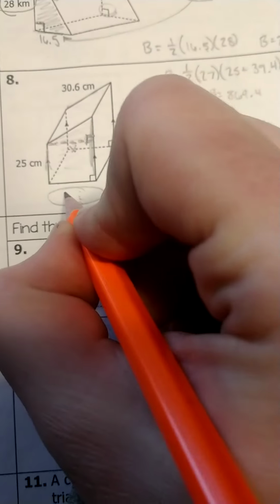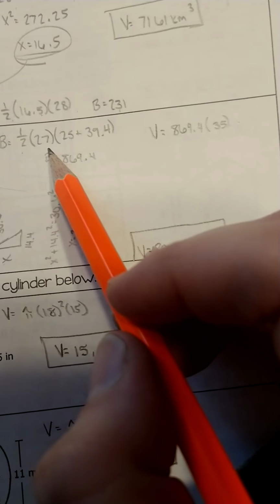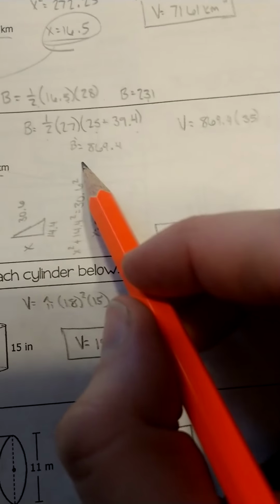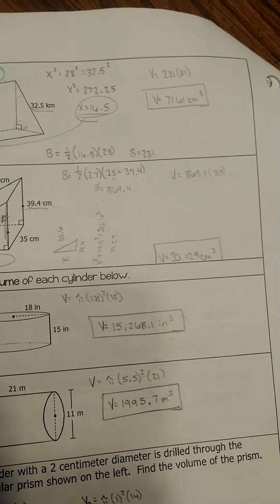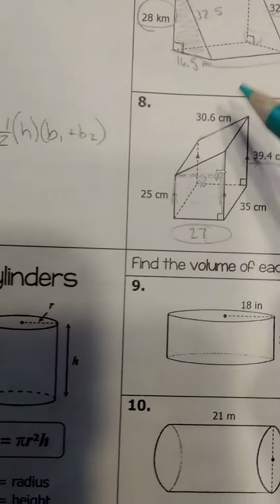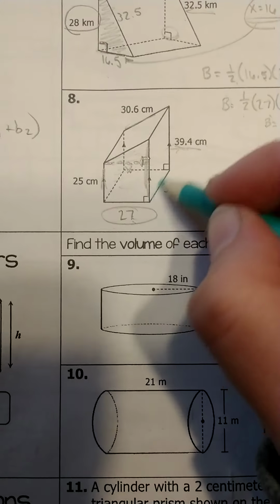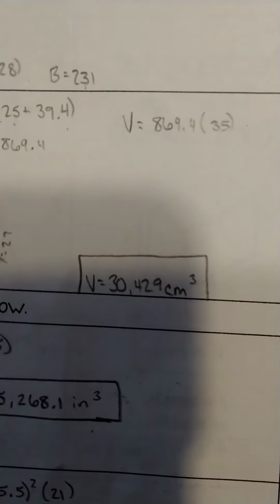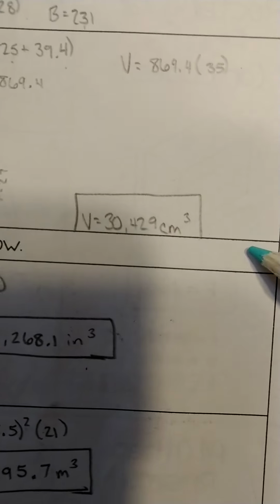So we come back over here, we put 27 in the bubble, it's not a box, and then plug what we know into our formula. So 1/2 times our height times base 1 plus base 2, and that gives us a base area of 869.4. Then you need your second piece, which is the height between the bases. So you are going back over here, trapezoid to trapezoid, which is 35. So plug that in and you get 30,429 centimeters cubed.